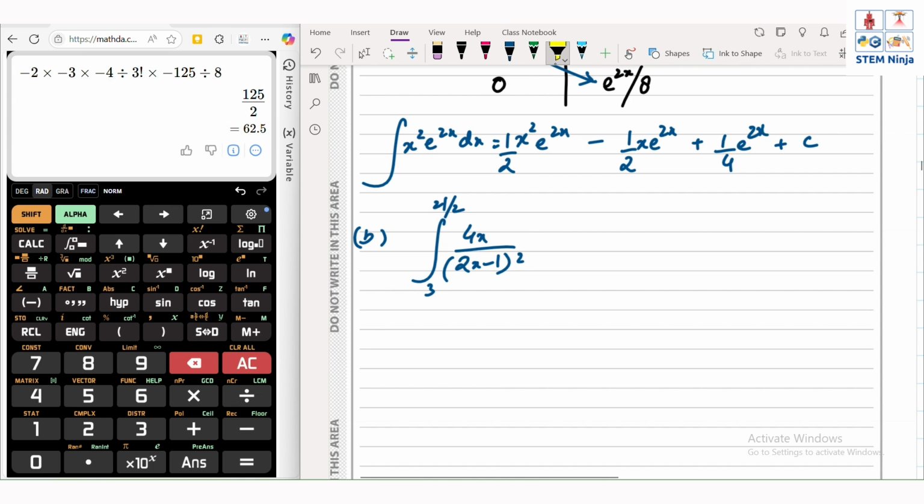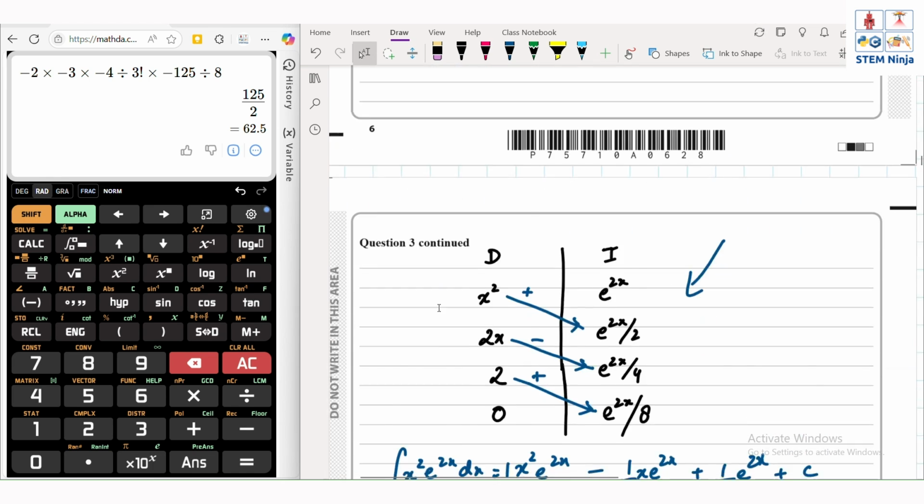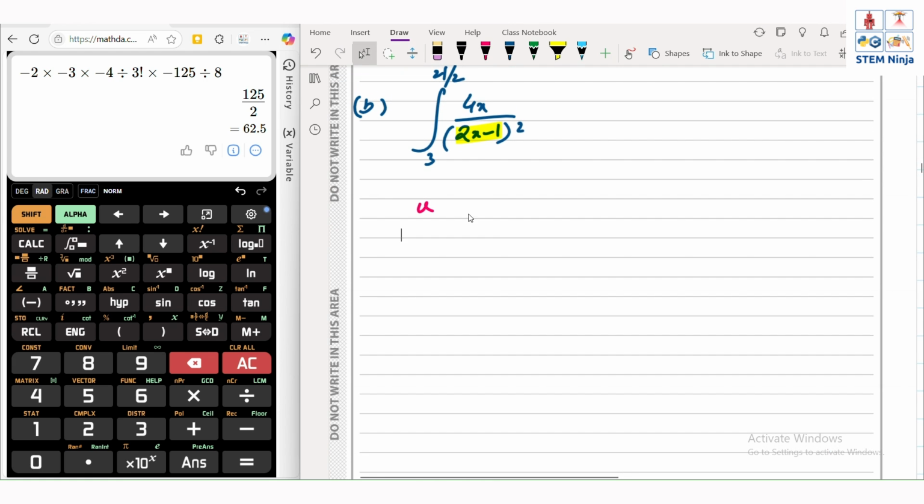Okay, so what we can do over here, we can choose this to be u. Have they given us any substitution? Oh, no, they haven't. All right, we can choose anything. So u can be our 2x minus 1, which means that (2x minus 1) whole squared is our u squared. Similarly, du over dx would just be 2.